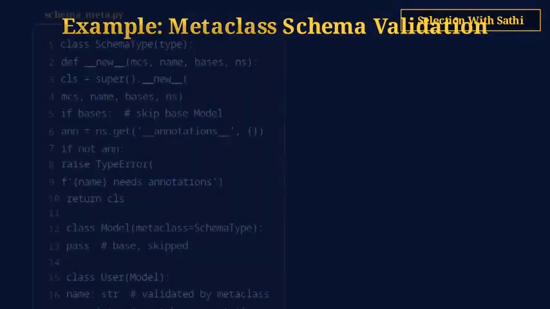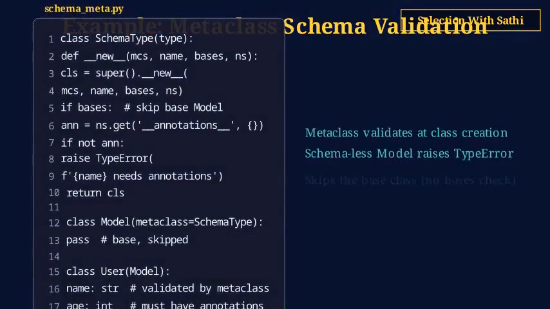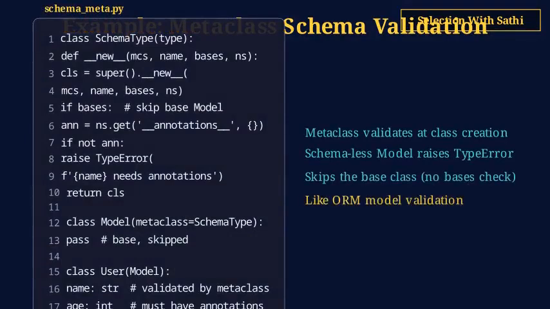When you truly need to control class creation, metaclasses are the answer. SchemaMeta inherits from type and overrides __new__. It reads the __annotations__ from the namespace, creates the class using super's __new__, then builds a _schema dictionary mapping field names to their type names. Now class User with metaclass SchemaMeta, annotated with name: str and age: int, automatically gets User._schema equals name: str, age: int. Schema generation at class creation time, fully automatic.